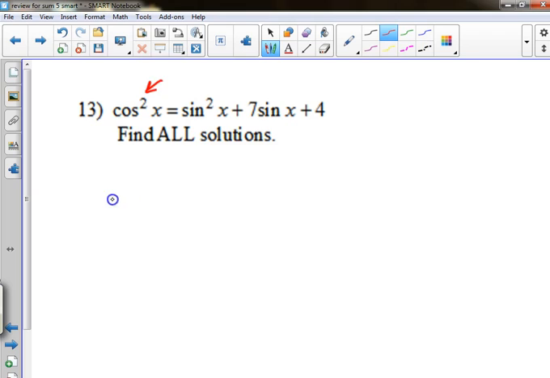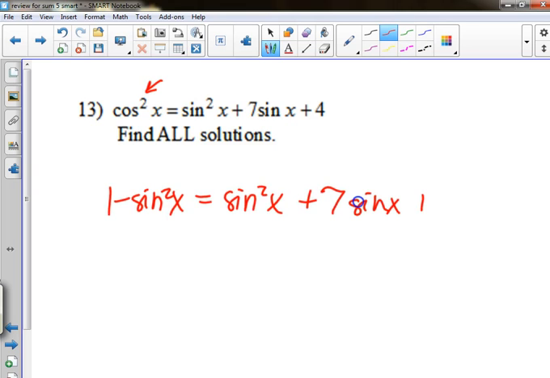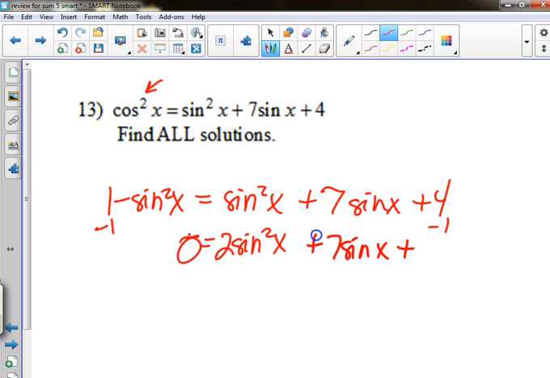What could we trade that for? 1 minus sine squared, and then we'd only have sines in the problem, right? That's a Pythagorean identity, not a double angle. So then if you add it over here, you'll have 2 sine squared. You subtract that 1, plus 7 sine x plus 3.